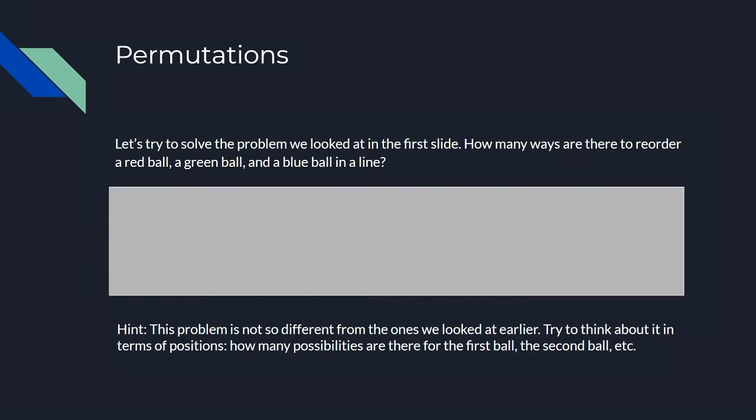So let's try to solve the problem that we looked at in the first slide. How many ways are there to reorder a red ball, a green ball, and a blue ball in a line? This problem is really not that different from the how many different outfits you can choose problems we looked at before. So you should probably try to think about it in terms of positions. How many possibilities are there for the first ball? How many for the second ball, and so on. So just take 5 seconds and pause the video if you want to solve it.